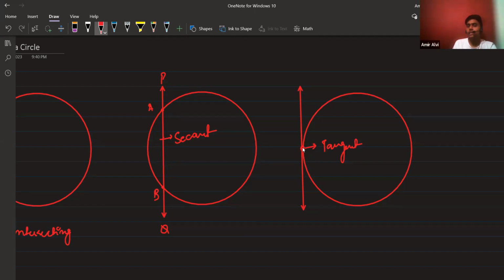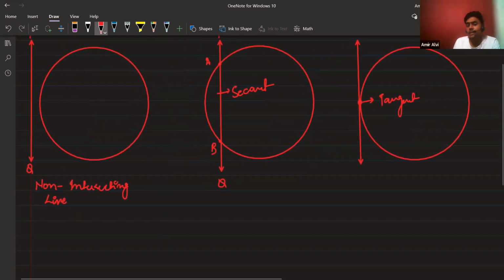And the tangent is the line which touches the circle at a single point. Clear? Only a single point. The point of intersection is only one for the tangent. Clear? Yes. It should be at only one point. Just don't think that it will intersect at any other point. No, tangent will only intersect at one point only. Clear, everybody? Yes, sir.